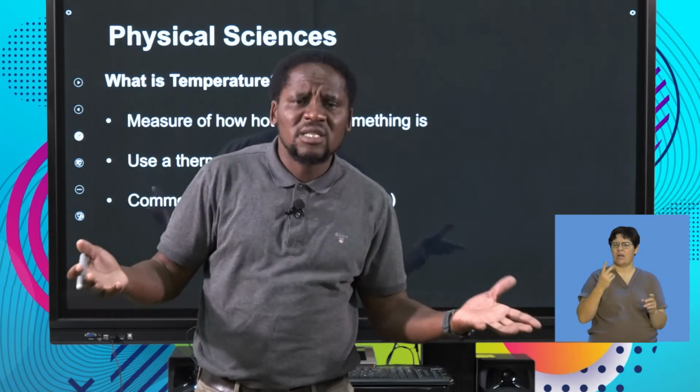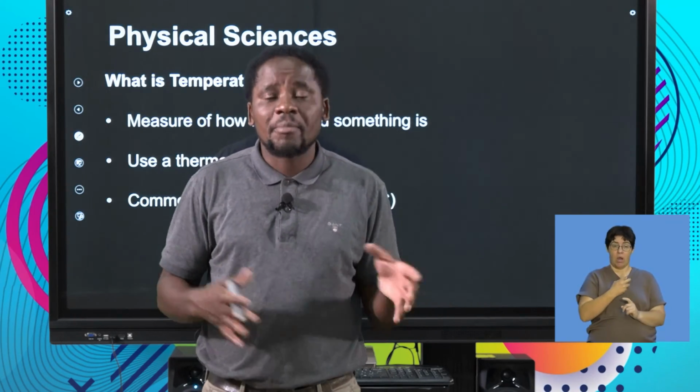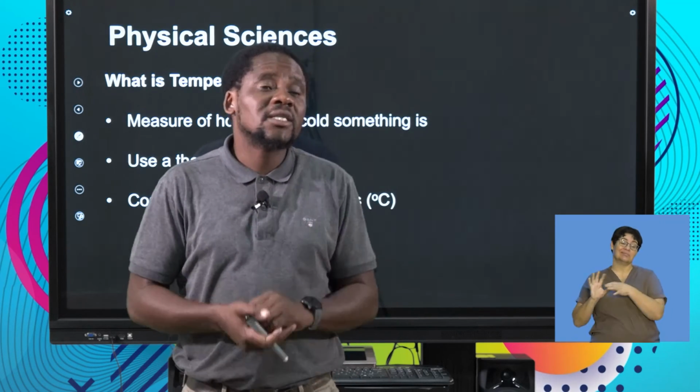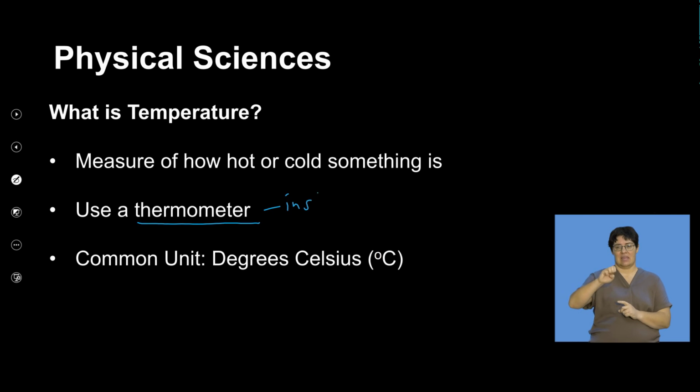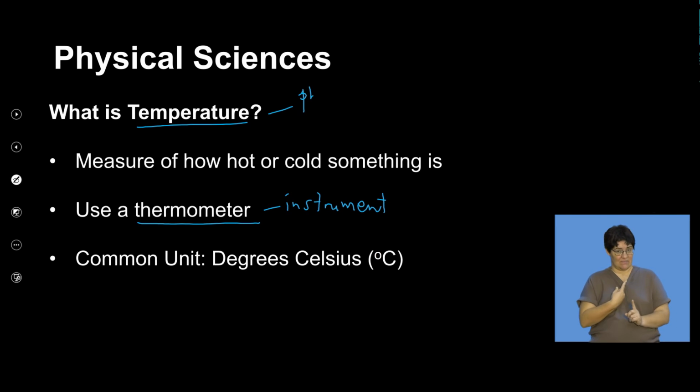Temperature, does it suggest how hot or cold something is? But we want to relate this to the kinetic molecular theory of matter. Okay, so temperature is a measure of how cold or hot something is, and we use a thermometer. So a thermometer is the instrument for measuring temperature, and temperature in itself is a physical quantity, right? So temperature is the physical quantity, while the thermometer is an instrument that is used to measure this quantity.